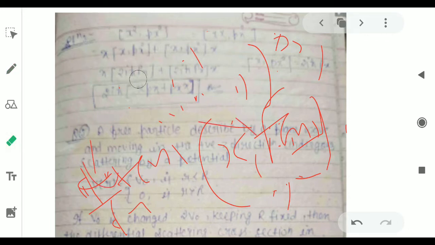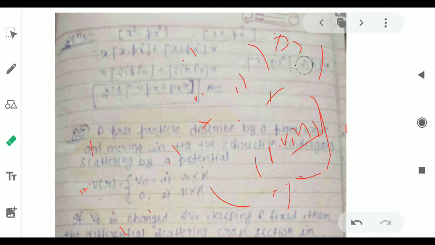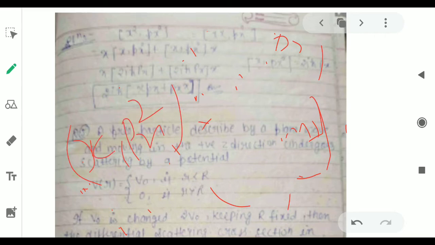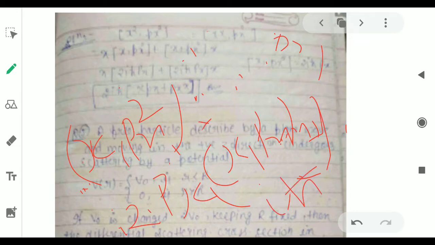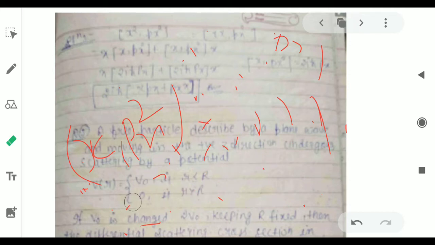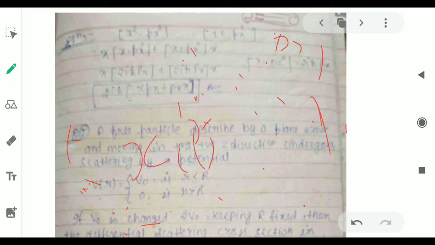Now I open it by this method. See this, here it is written [x, p_x²], so the differentiation of p_x² will be 2p_x, and it is written [x, p_x] in the commutator, and the value of [x, p_x] you already know, that is iħ. You have to remember this value. The value of the commutation relation of [x, p_x] is equal to iħ.